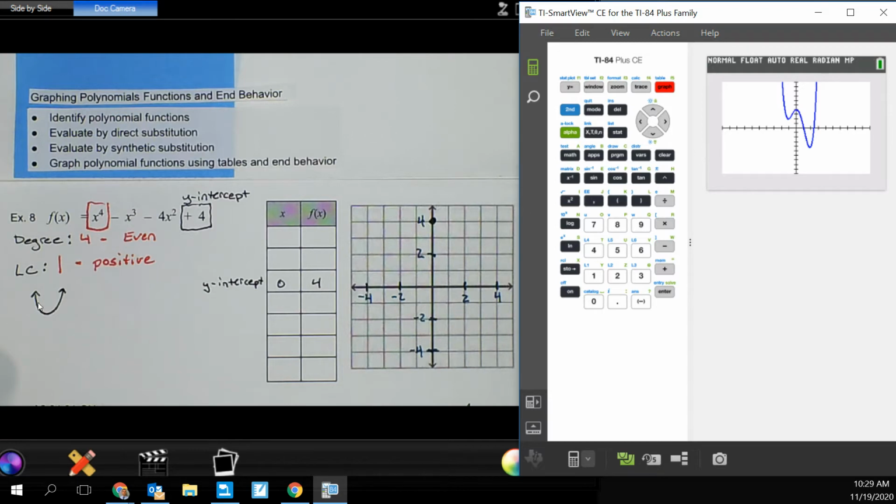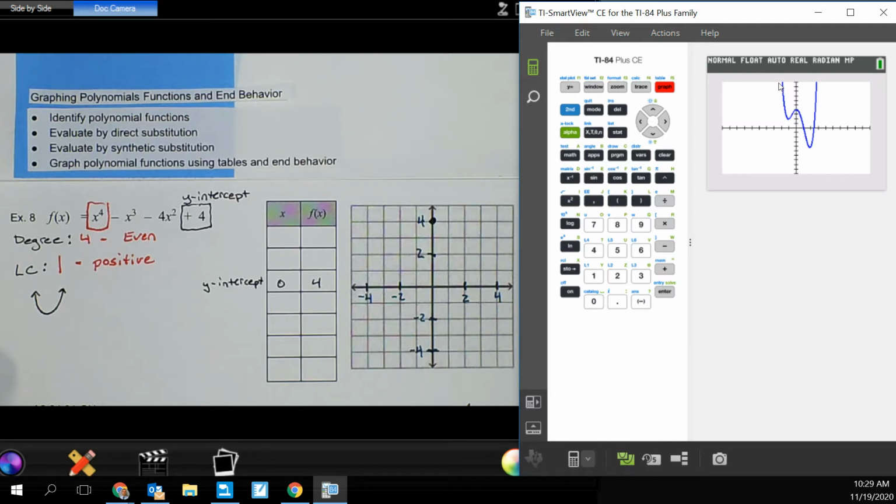So if we look over here, we predicted our end behavior. Our end behavior was going to go up and up. That's what the end behavior of our graph did, up and up. Now we want to pay attention to what's happening on the inside of the graph here. So there's a few points that we need to find. We want to pay attention to the minimums and the maximums and the zeros.